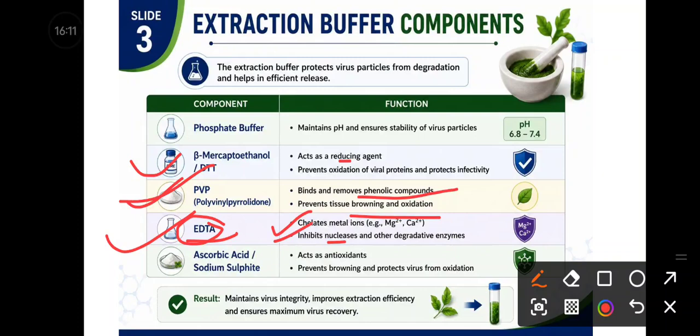See, virus is a nucleoprotein. It contains nucleic acid. For the infectivity of virus, nucleic acid, DNA or RNA, is important. If the crude extract, the plant extract, contains nucleases, definitely it will degrade the viral nucleic acid. So to inhibit the activity of nucleases, this EDTA is used.